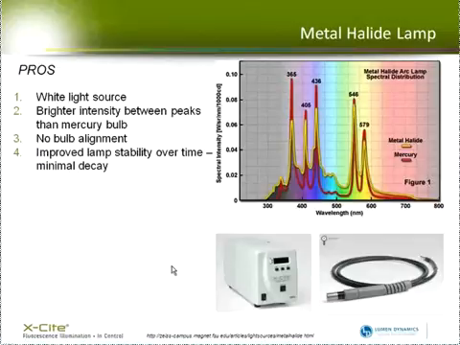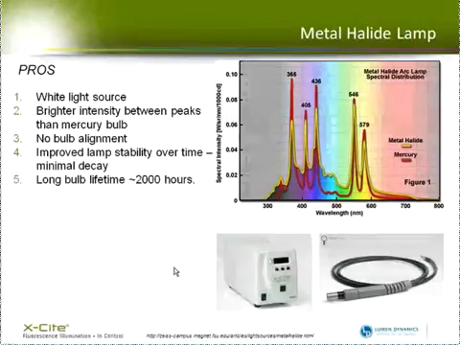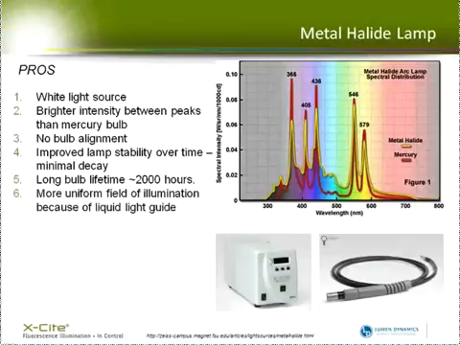So the bulbs are much more stable over time, so you don't have as much decay of intensity. The bulbs last about 2,000 hours, so that's 10 times longer than the HBO bulbs. And because you're coupling to the microscope with this liquid light guide, the field is very uniform. So in the Mercury lamp, even after your alignment, the center of the field of view is always a bit brighter, and then it decays as you go out to the edges. And you can deal with this by using control samples and correcting for shading. But with the liquid light guide on the metal halide, you typically don't need to do this because the field is very uniform.